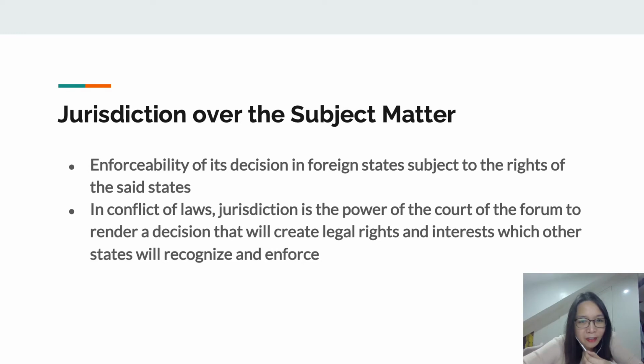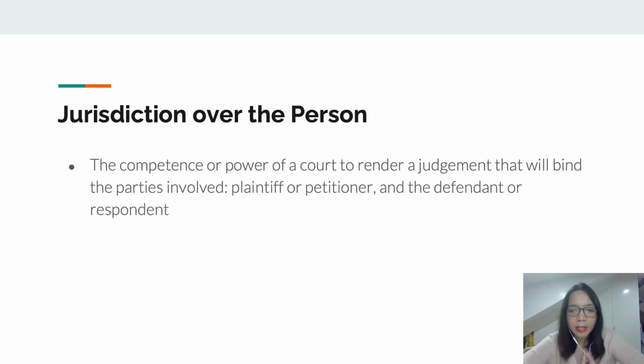In conflict of laws, jurisdiction is the power of the court of the forum to render a decision that will create legal rights and interests which other states will recognize and enforce. We'll now move on to jurisdiction over the person. So jurisdiction over the person is the competence or power of a court to render a judgment that will bind the parties involved.